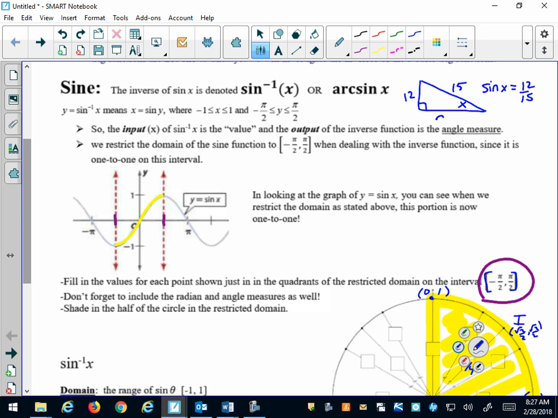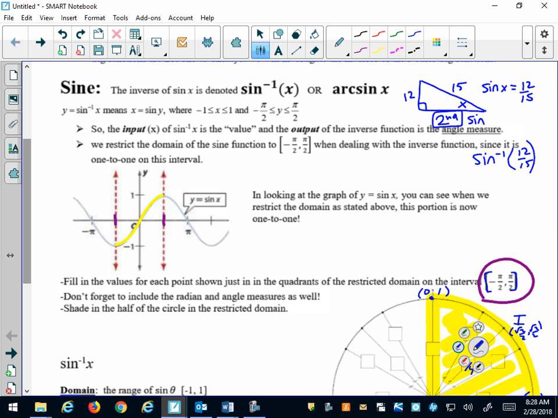Perfect. On your calculator, you would push the second button. Second button is the inverse button. That's how you inverse things, right? So, second sine. And it would show up on your calculator like this. Remember that? Okay. And then what would you put in there? That 12 over 15.